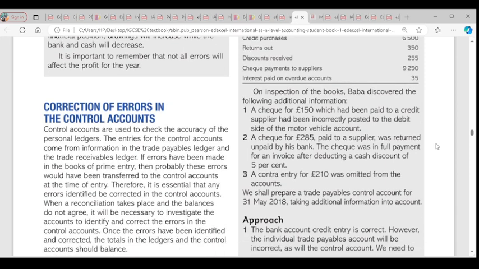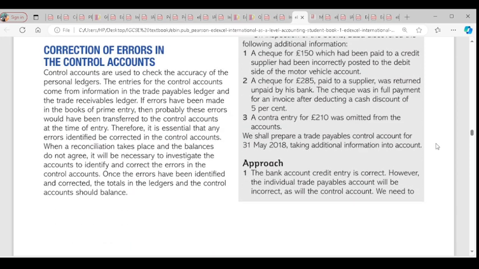Then the next one, correction of errors in the control account. For the control accounts, we have trade receivable control account and trade payables control account. The errors in the trade receivable account and trade payables account might have been transferred into the control account, as information in the control account originated from the books of prime entry. We do not have a control account without trade receivable account and trade payables account.